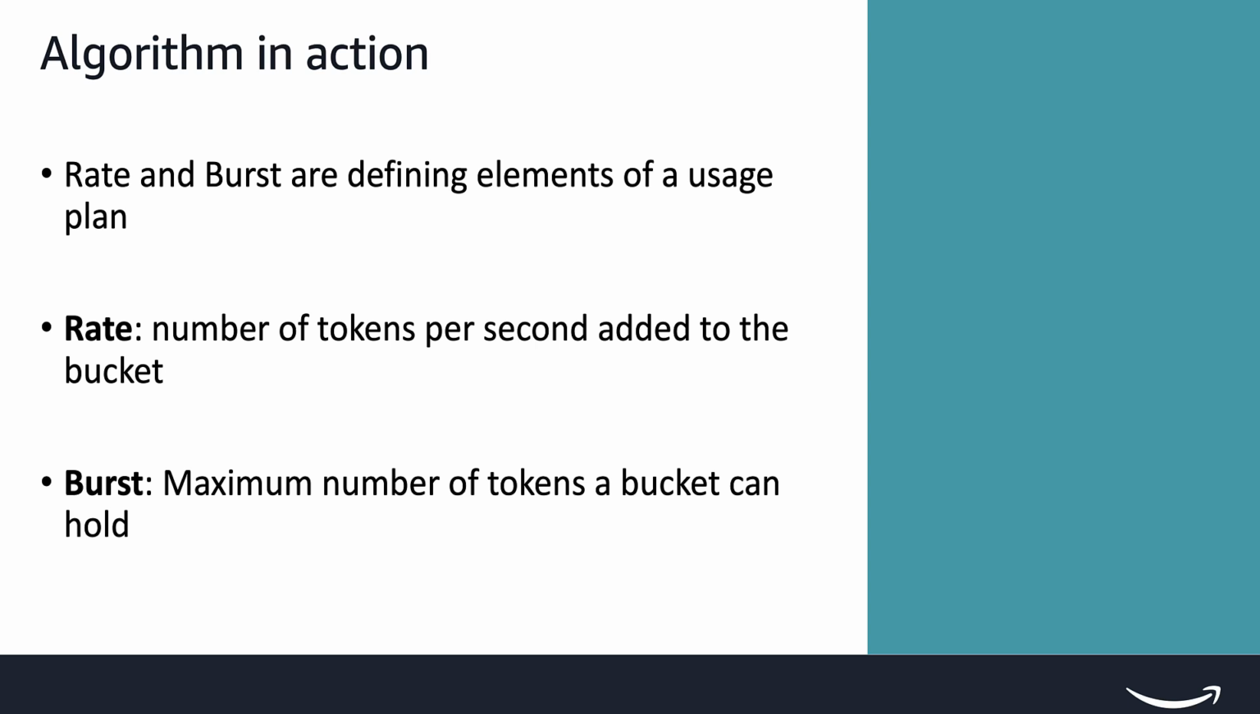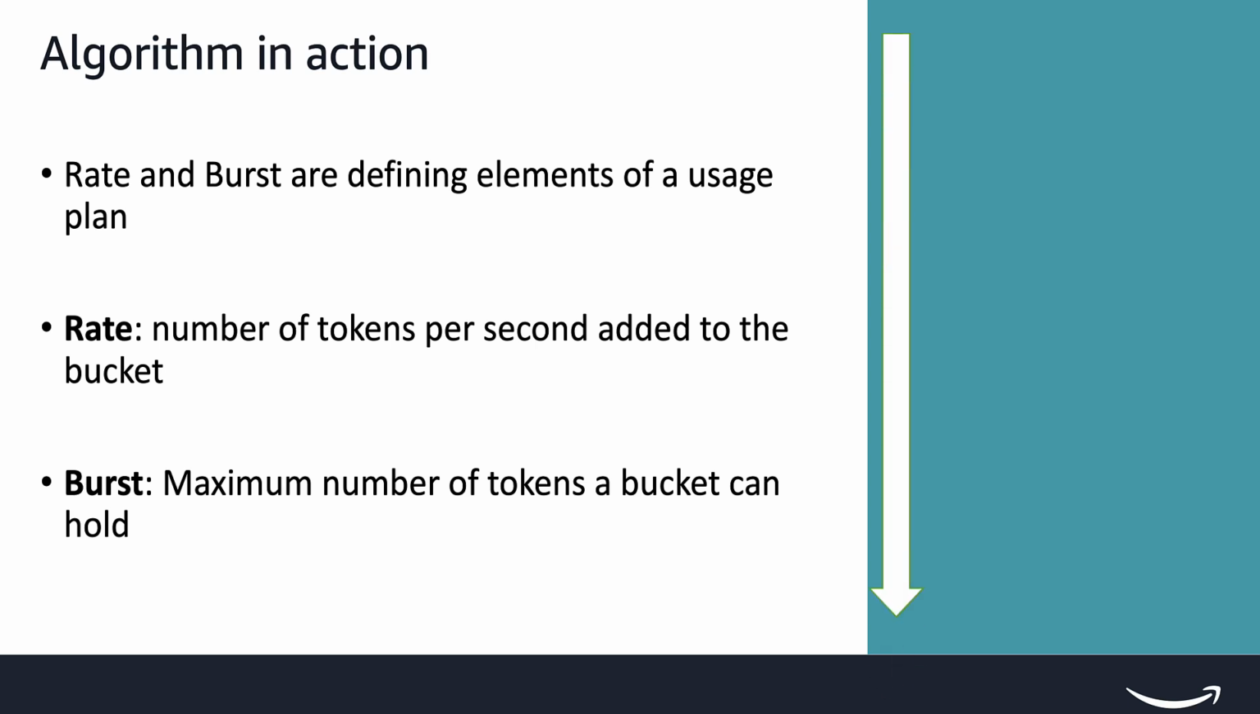Let's see how this works in action and understand what rate and burst are. Rate and burst are two elements that define a usage plan for an API. The rate value is the number of tokens per second added to the bucket, while the burst value is the maximum number of tokens the bucket can hold.